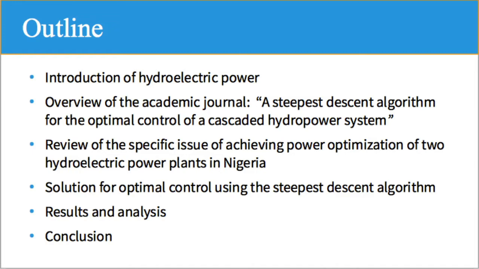First, I'll be going over what a hydroelectric power plant is, the real basics of it. I'll then go over the academic journal, which was what the term project was about. My academic journal is called the Steepest Descent Algorithm for the Optimal Control of a Cascaded Hydropower System. I'll then review the specific issue of achieving power optimization of these two power plants, which are located in Nigeria. I'll then go over the solution for optimal control using the Steepest Descent Algorithm, then go over the results and analysis found by this team, and then finally a conclusion.